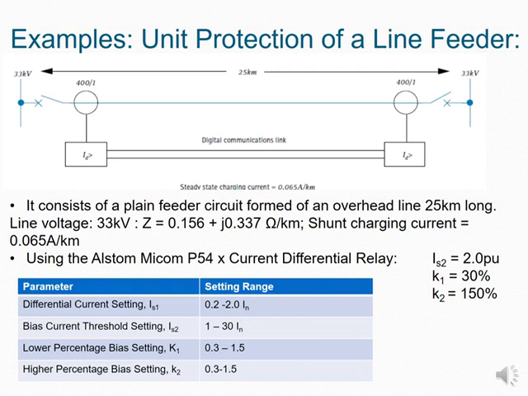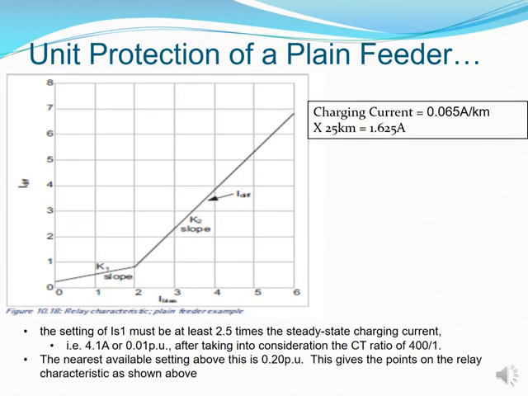For that relay, your bias current threshold setting is equal to 2 per unit. Your lower percentage bias setting is 30%, and your higher percentage bias setting is 150%. For you to be able to do anything on this, you take your charging current and multiply it by the 25 kilometers, and you will get 1.625 amps.